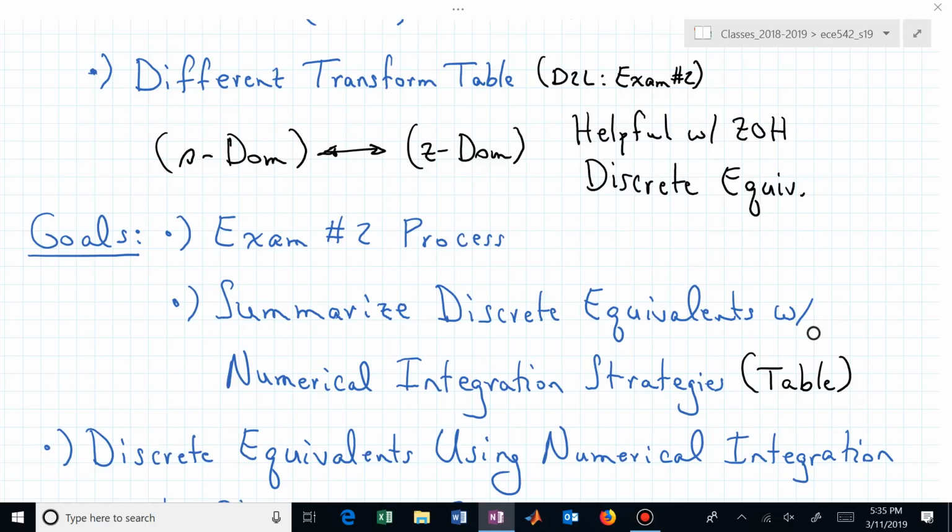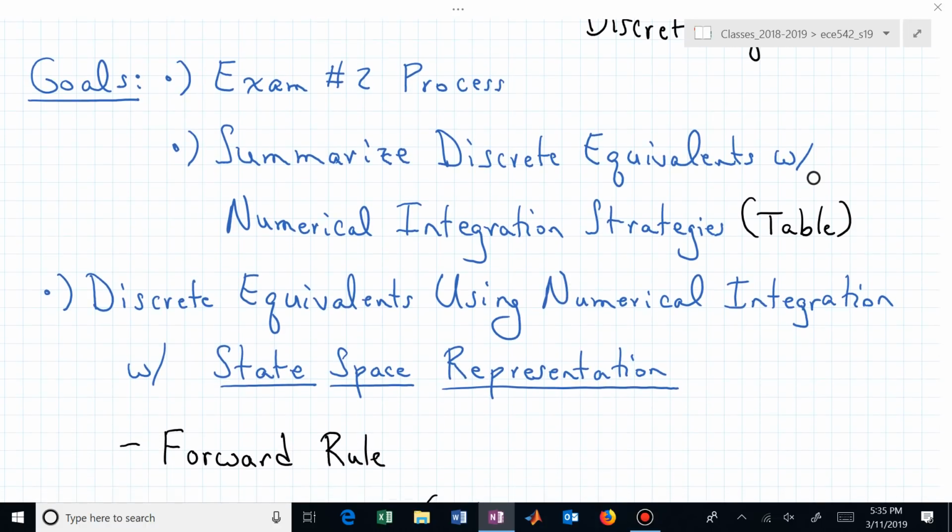What we want to talk about today then is the process for exam number 2. We will try to summarize these discrete equivalents. Maybe the wording is misleading when it says equivalent. They're not exactly the same. They are simply discrete equivalents of a transformed expression, a system or a controller or a filter, and depending on which discrete equivalent you use, you'll get different resulting answers, but they'll be close.